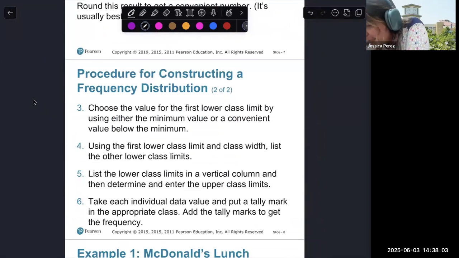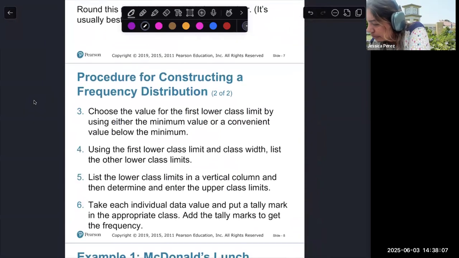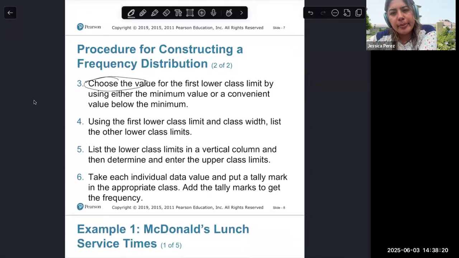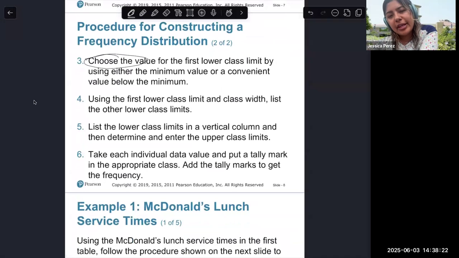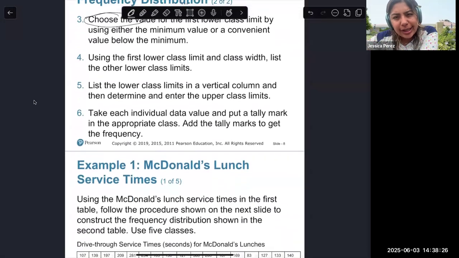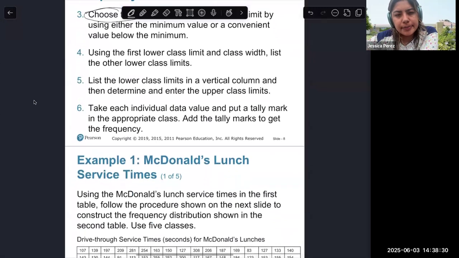So we need to choose a value for the first lower class limit, either the minimum value or a convenient value below the minimum. We're going to use the first lower class limit and the class width to list the other class limits.